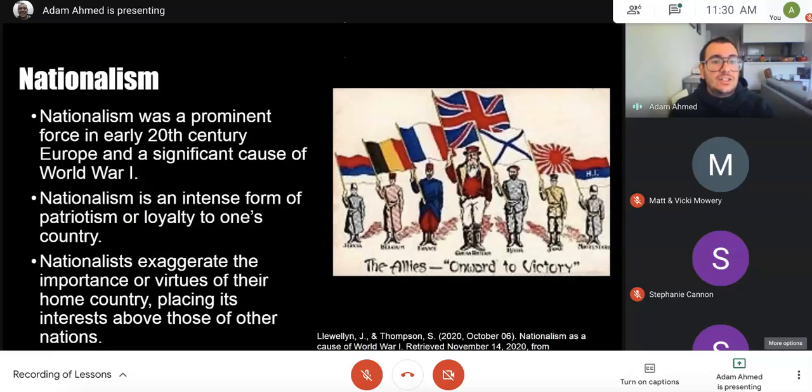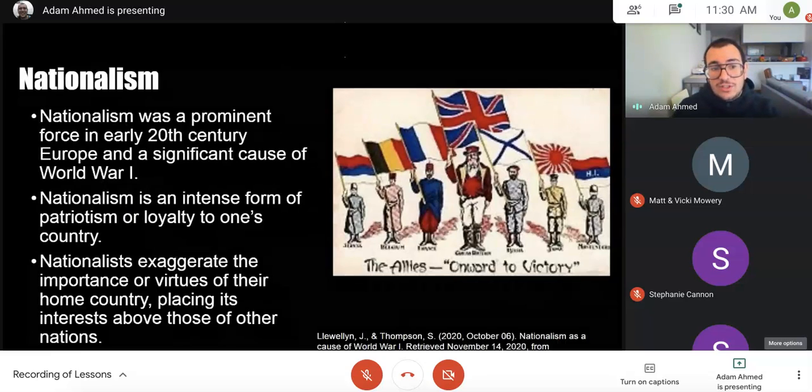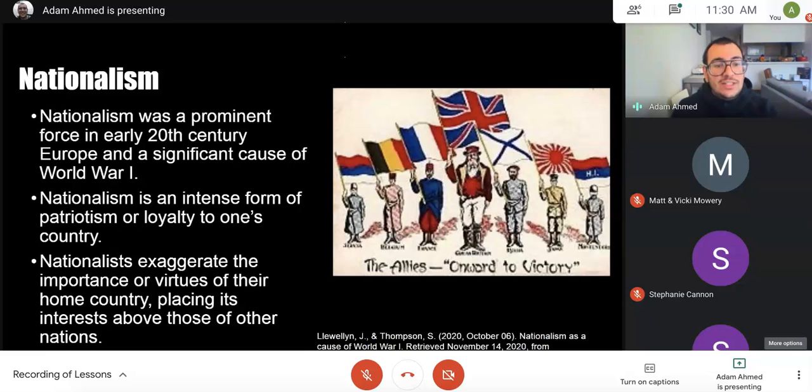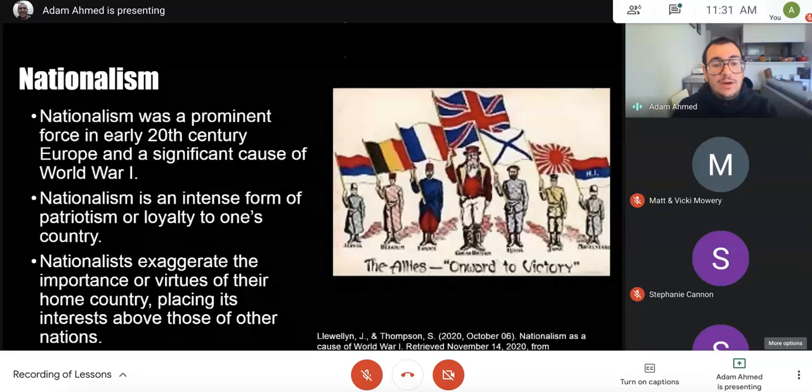And then we have nationalism. Nationalism was a prominent force in early 20th century Europe and a significant cause of World War I. Nationalism is an intense form of patriotism or loyalty to one's country. Nationalists exaggerate the importance or virtues of their home country, placing its interests above those of other nations.